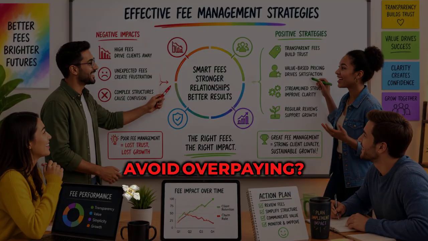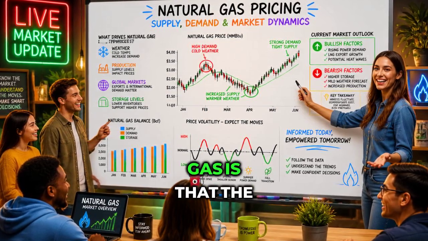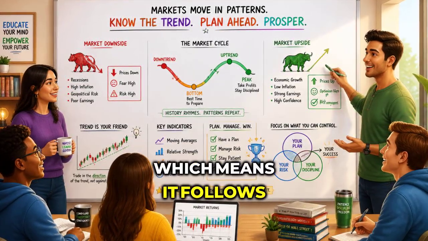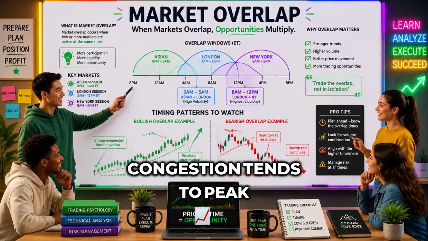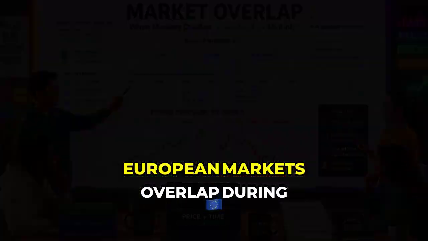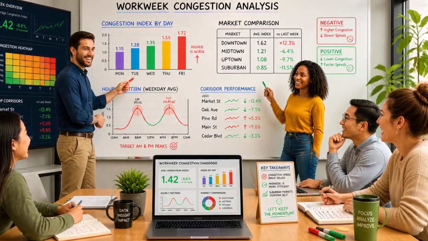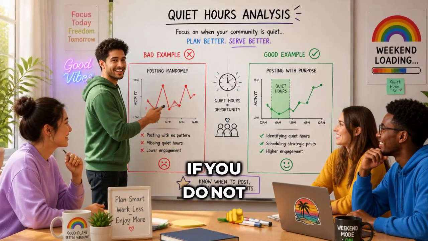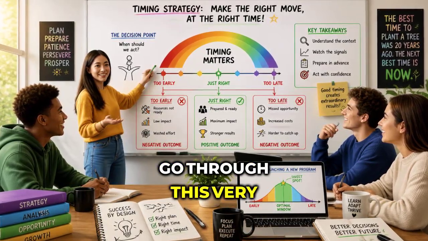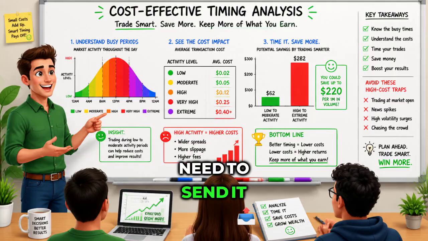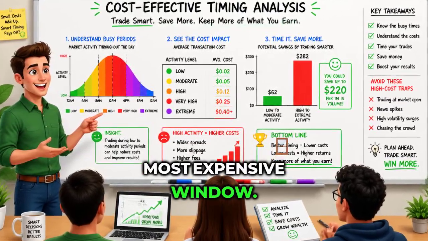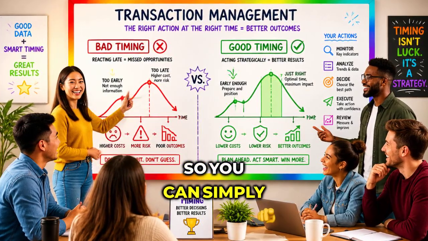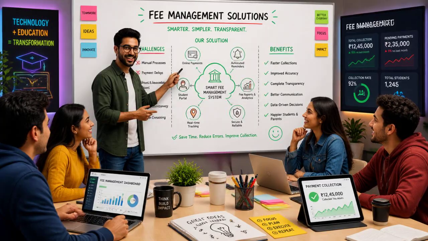So how do you avoid overpaying? The useful thing about gas is that the price is driven by a live shifting marketplace, which means it follows fairly predictable patterns. Congestion tends to peak when the US and European markets overlap during the working week, and it tends to fall away in quiet hours, such as early at the weekend. If you do not need a transaction to go through this very second, there is rarely any need to send it during the busiest, most expensive window. Most wallets let you see the current gas price before you confirm, so you can simply check and wait for a calmer moment if it is high.